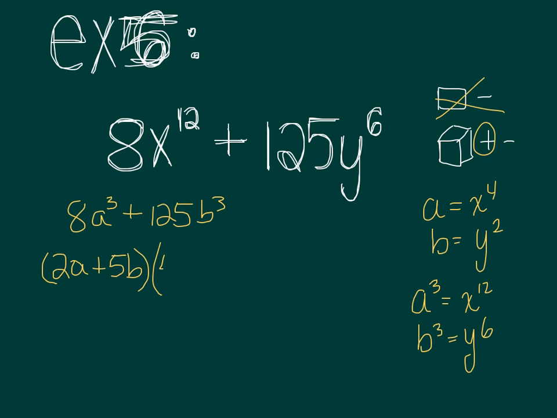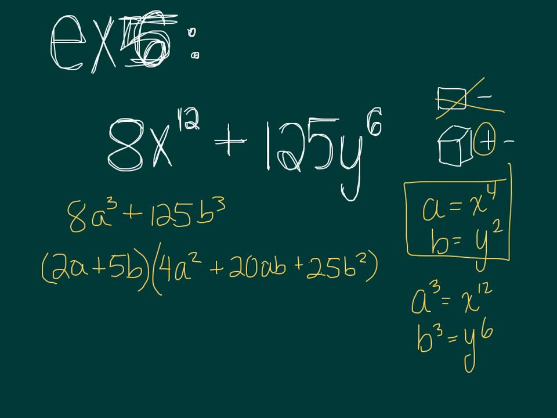And then 4a squared plus 20ab plus, whoops, not 5, 25b squared. All right, so now this is where we need to be careful as we put our x and our y back in. So every time I see an a, I'm going to put x to the fourth. Every time I see a b, I'll put y squared.